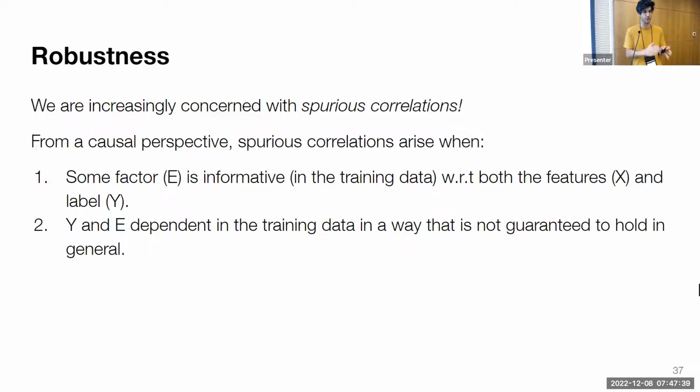So when we have some factor, environment, or domain, there are many ways of thinking. It could be some nuisance that is informative in the training data with respect to both the features and the label. And this same connection between this E and Y is not guaranteed to hold in the test set. So the canonical example: in our training data, we have cows in their natural habitat. We have a bunch of images of cows, and we can see grass in the background because this is where cows live.